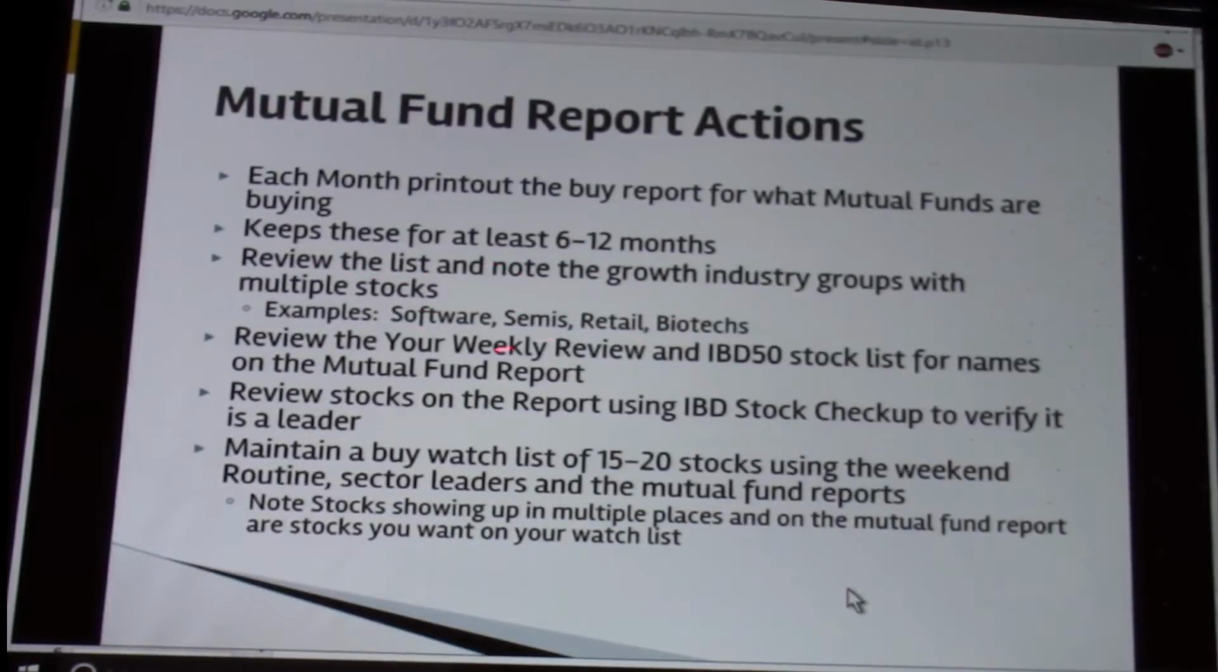Review the stocks, and basically what you're wanting to do is look at what industry groups on that chart are represented in multiples. Like, are there 3 semiconductor companies on there? What is the best semiconductor? This whole year is NVIDIA.